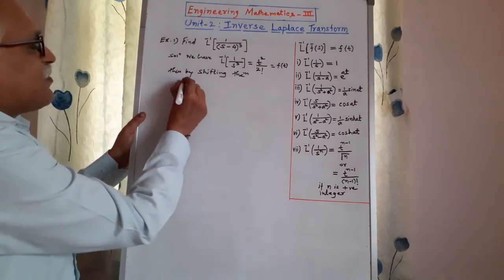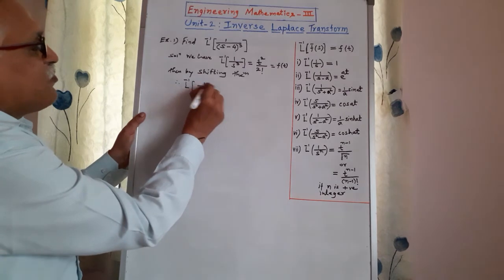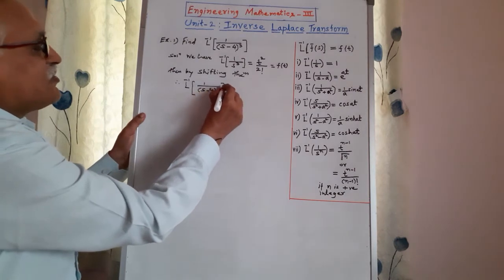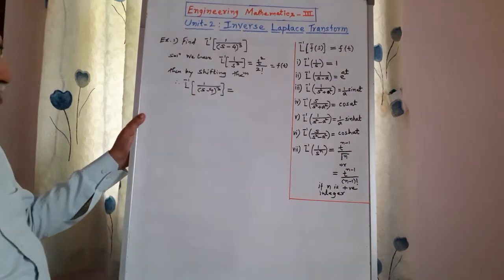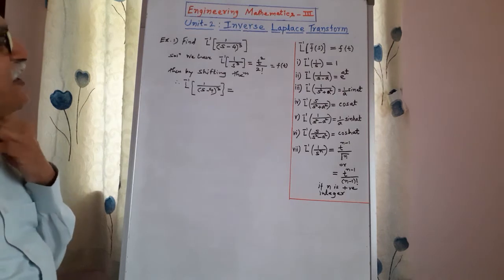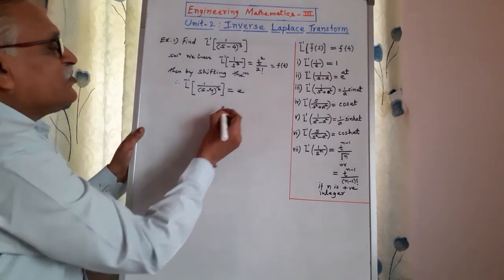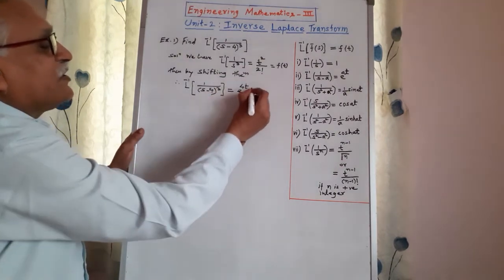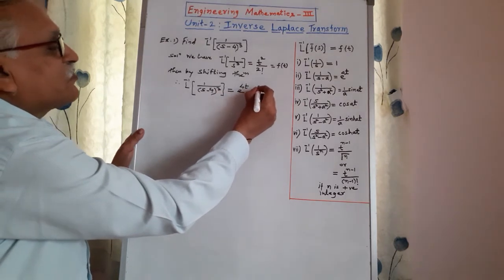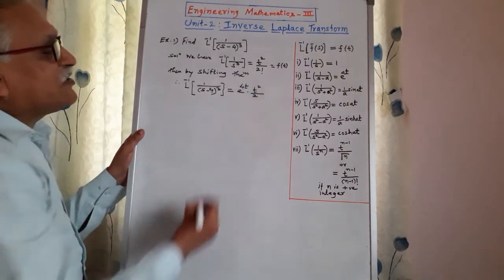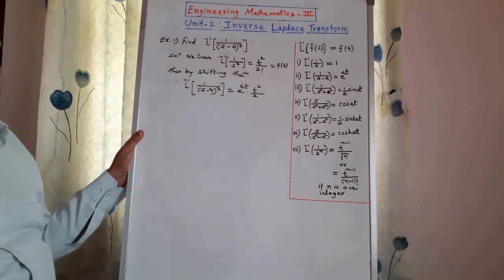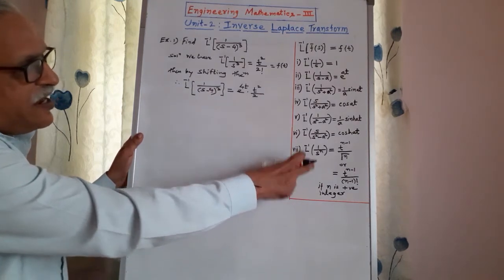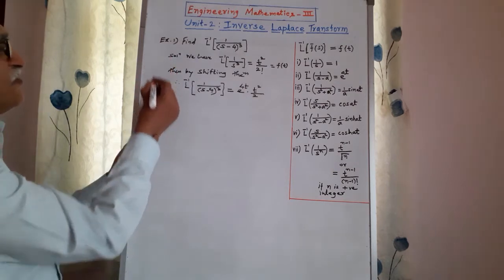therefore inverse Laplace of 1 upon s minus 4 whole raised to 3 is equal to, as s is replaced by s minus 4, we have to multiply it by e raised to at. A is here 4, therefore it is e raised to 4t into that f of t. What is f of t? It is t square upon 2 factorial. 2 factorial is 2, and this is the required inverse Laplace transform, a combination of this result and that shifting theorem. Okay.